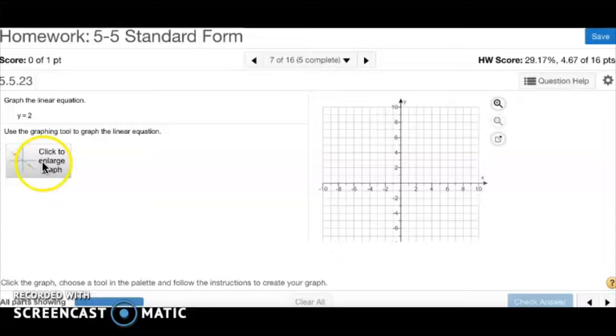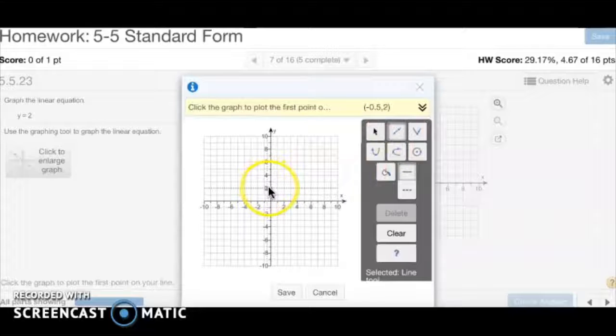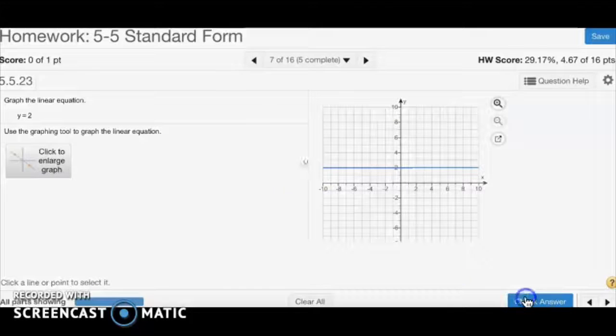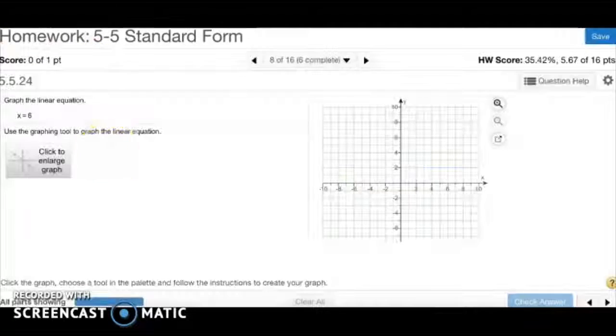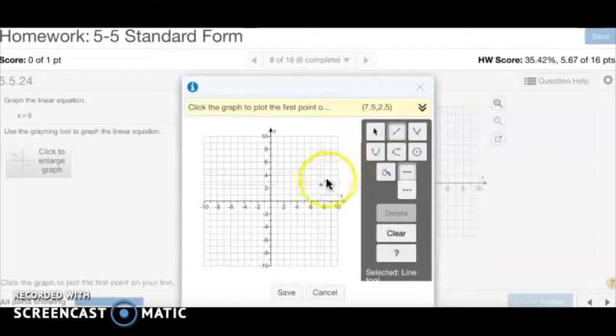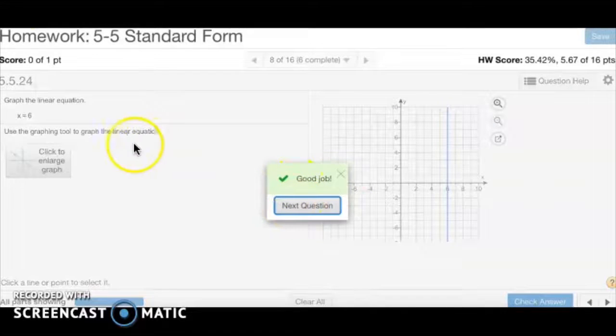Graph the linear equation. So y equals 2 is a horizontal line, all going through 2 on the y-axis. So graph a point at 2, go over and plot another point, press save, check answer, and that's number 7. Number 8, x equals a number. So that means it's going to be a vertical line going through 6 on the x-axis. So click 6 on the x-axis, choose another point, press save, check answer, and that's number 8.